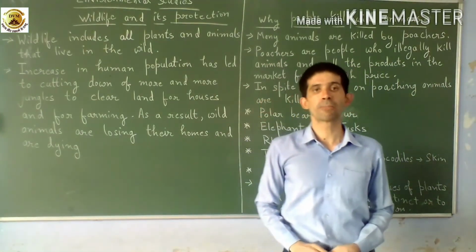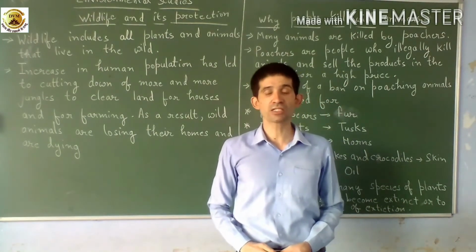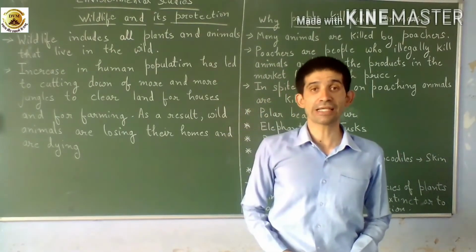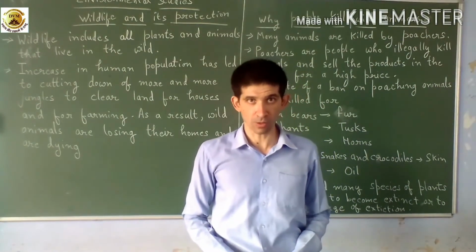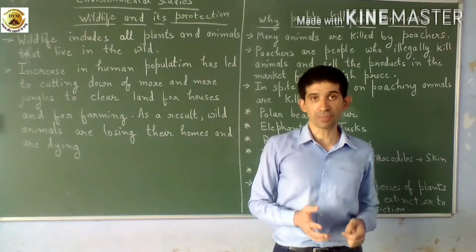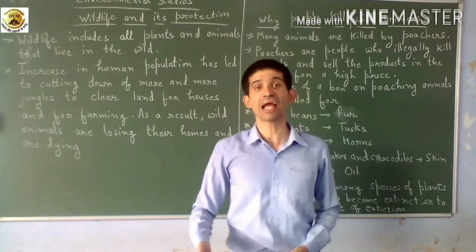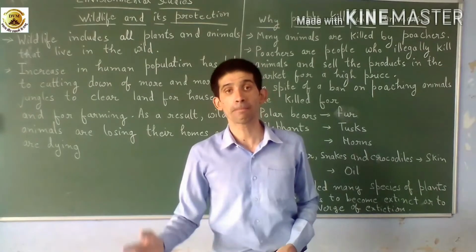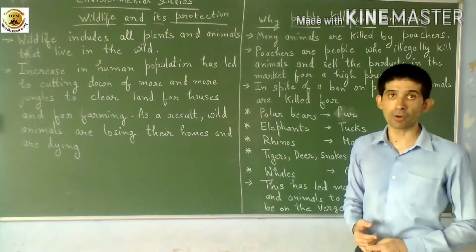Students, poachers are actually the people who kill the animals illegally. The meaning of the word illegally is the act which is against the law. Okay? So, poachers are the people who kill the animals illegally and sell their products in the market at a high price. Okay? Those people are called poachers.